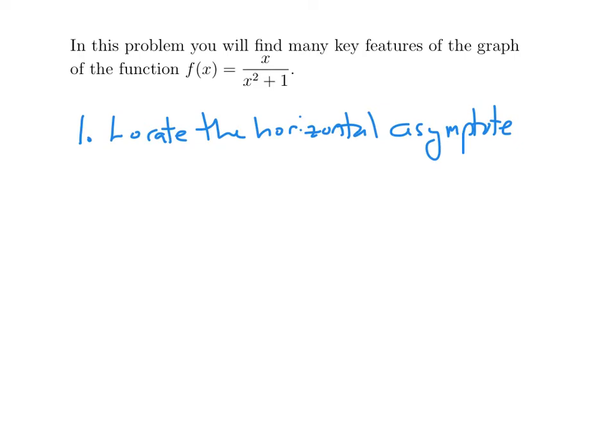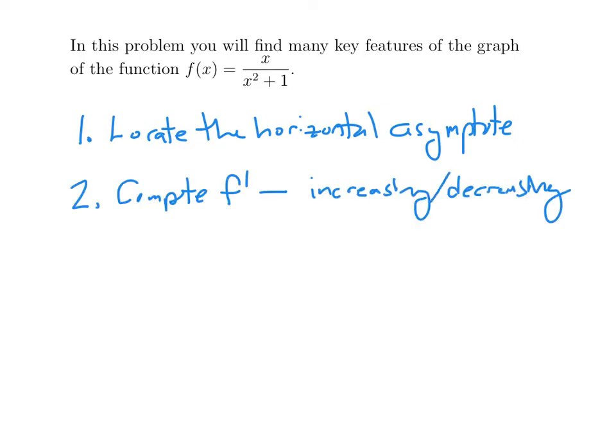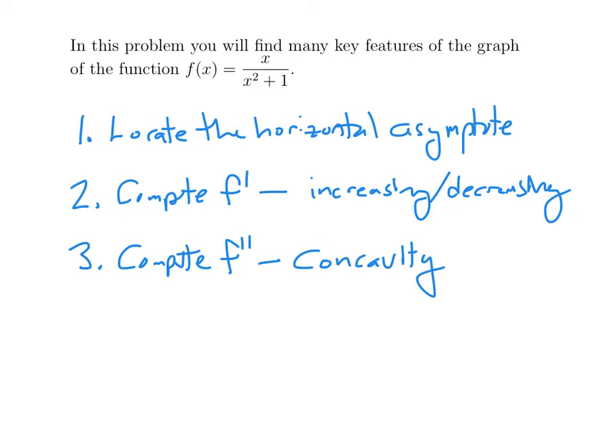You will first locate the horizontal asymptote, then find the first derivative in order to determine where the function is increasing and where it's decreasing, and then the second derivative to determine the concavity of the function f.